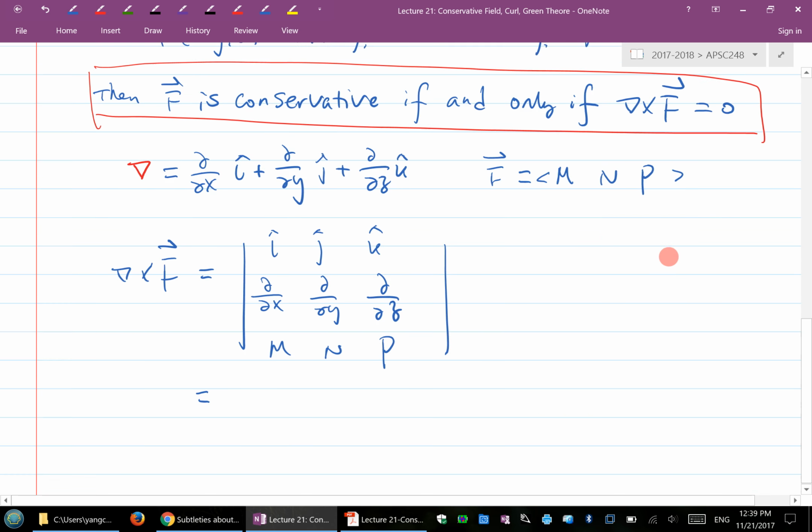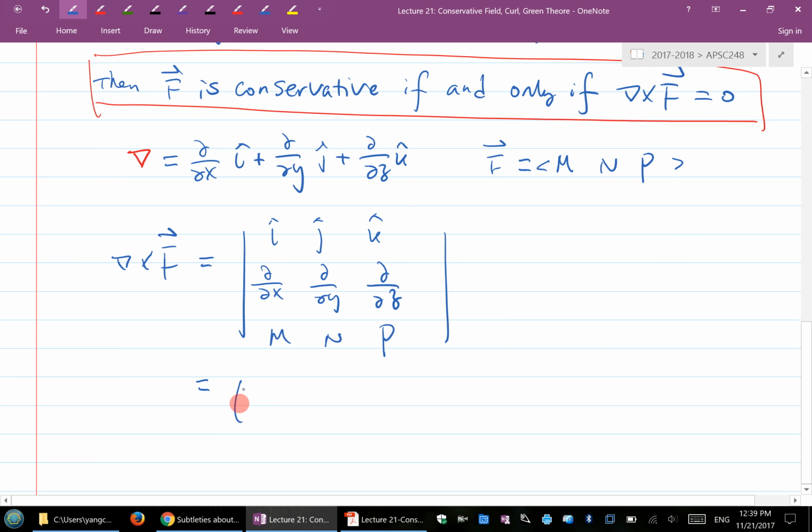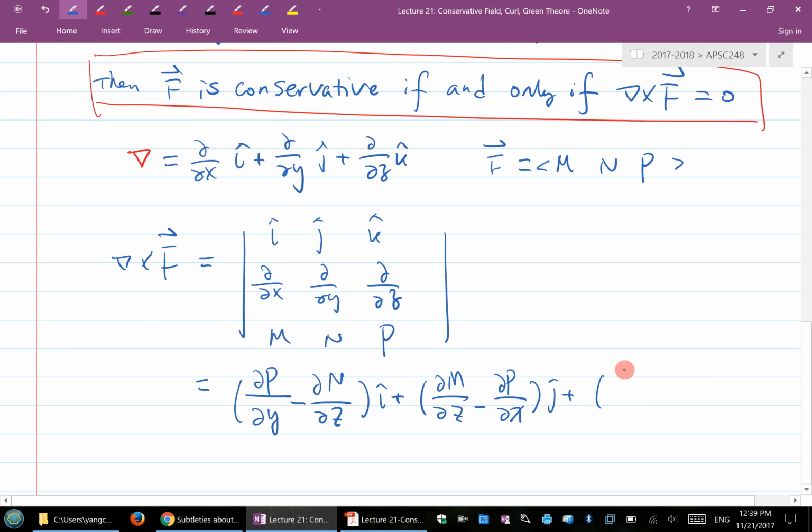So if I calculate the determinant, the result is partial p over partial y, partial n over partial z, partial m over partial z, partial p over partial x, and so on. So that's the result of the determinant of the 3 by 3 matrix. That's basically what del cross F gave us.